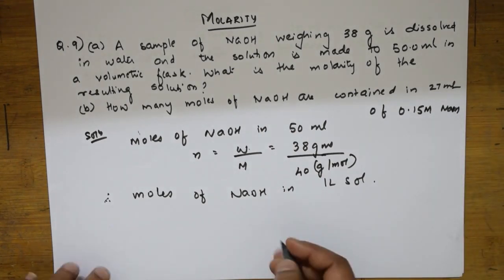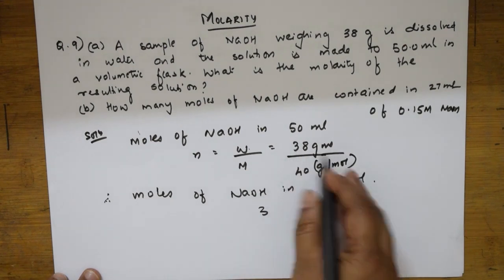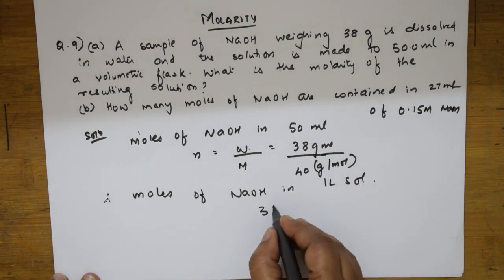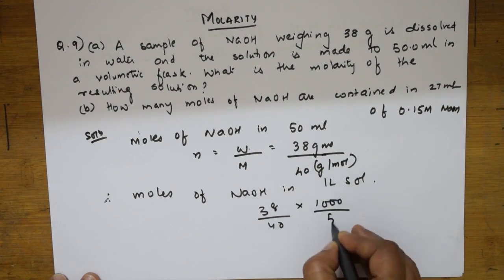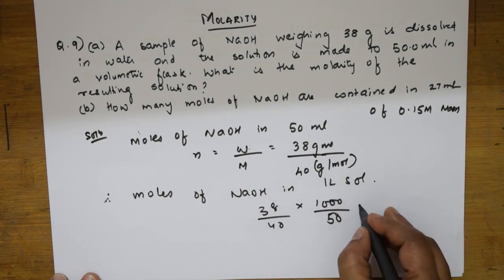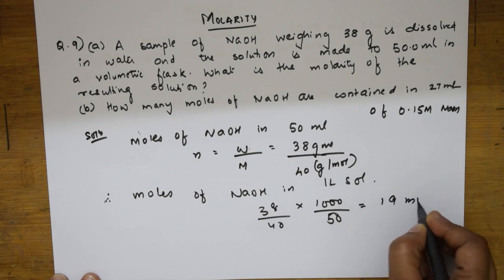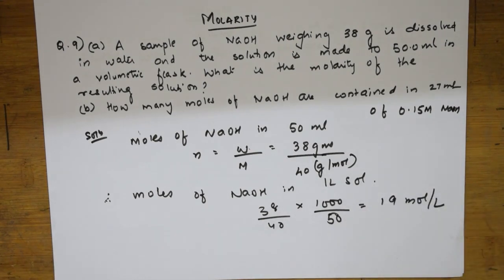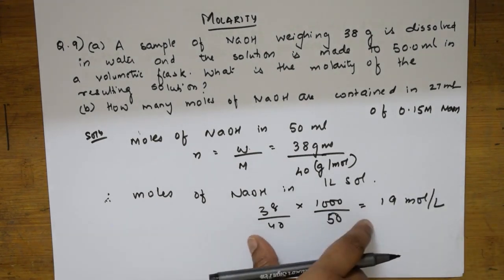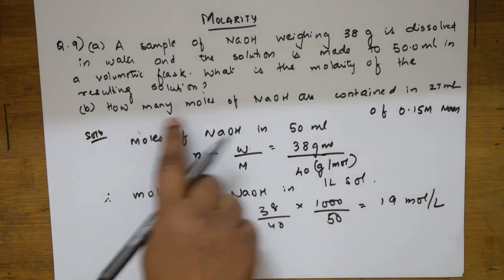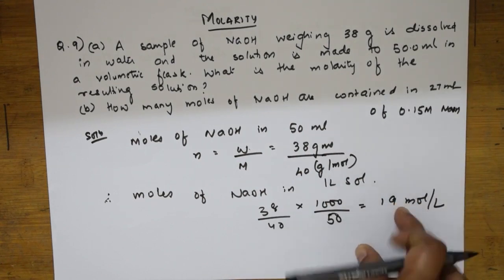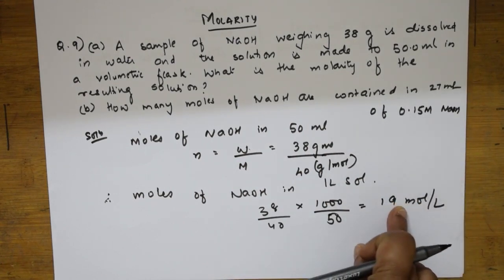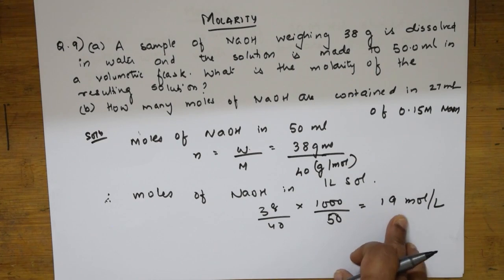Now substitute. This is there in 50 ml. So for 1 liter, I find 38 by 40 into 1000 by 50. This is for 1 liter, isn't it? So how much does it come to? 19 mole per liter. Now this is over. Now I need to find for the second one, where they have given 0.15 molar. So we have got one answer for 1 liter, we have found this coefficient.